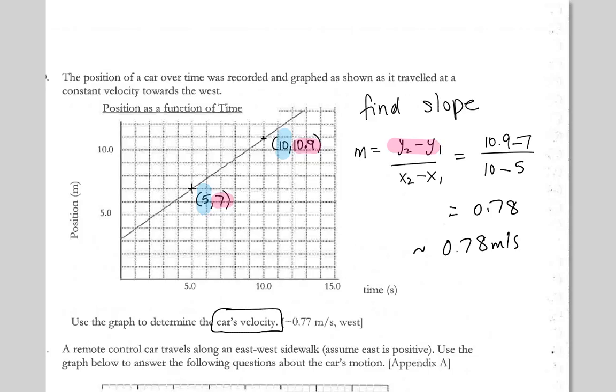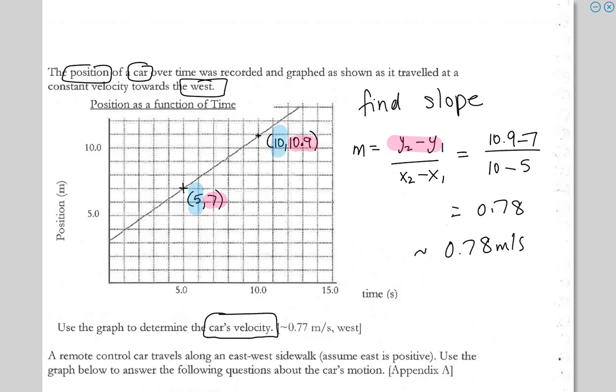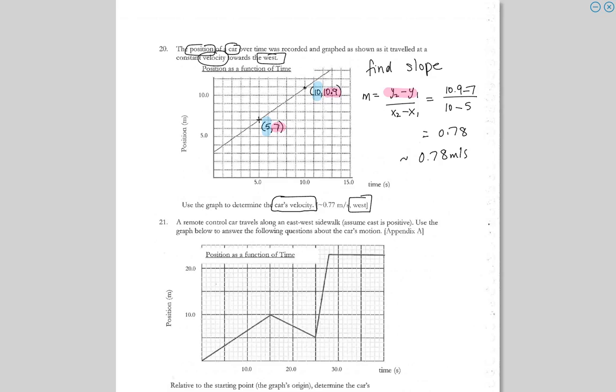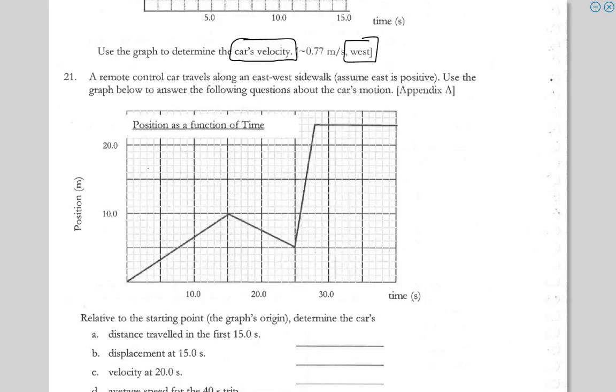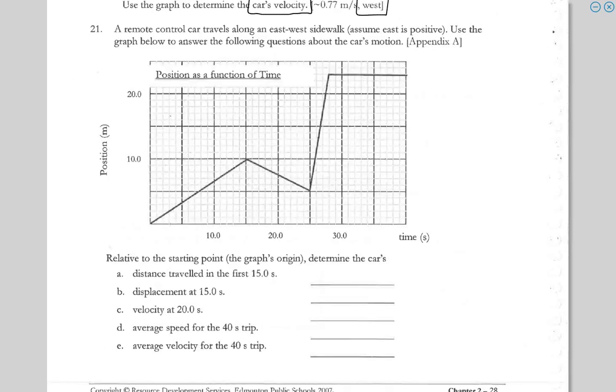It says west, and the slope is positive. Right? So the position of a car over time as it travels west. If this was going down to the right, if the slope was negative, you'd be going east. Good? Okay, so don't forget you need to indicate direction because it's asking for the velocity. Little details in physics. Sometimes they can make us or they break us.